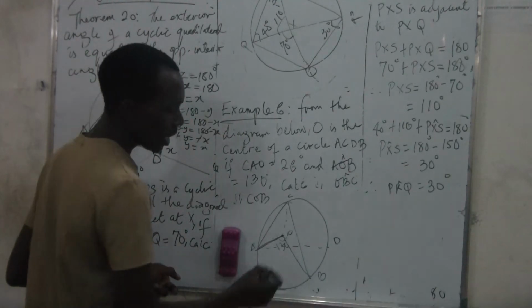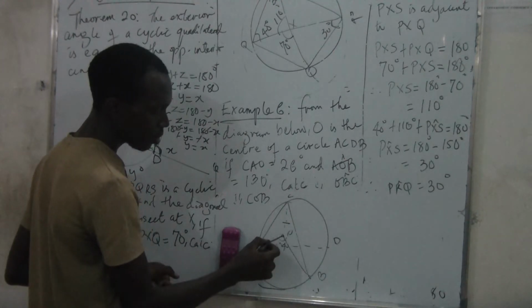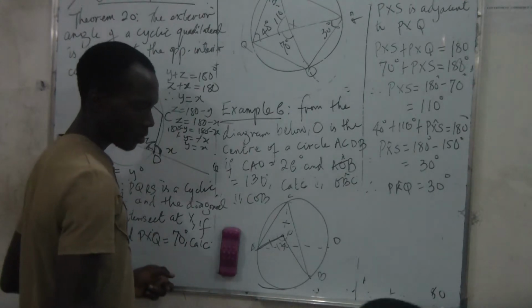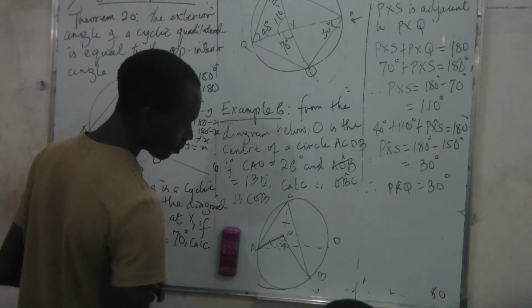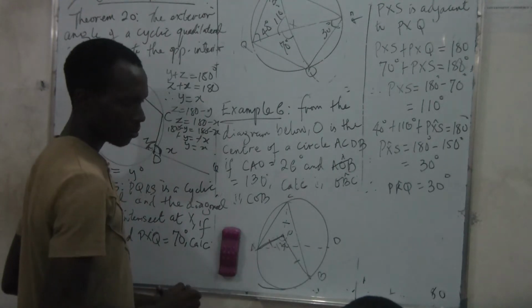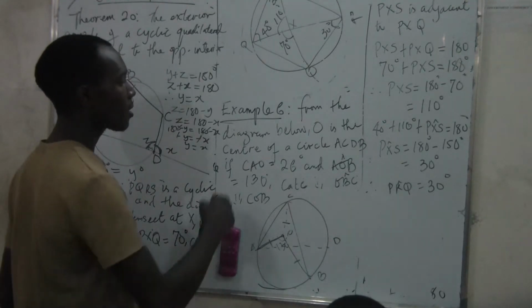Stop right here for a moment. This is the radius, and this is also the radius. It means these two are of the same length. So that's an isosceles triangle. Good. We also know that this is also of the same length with this.